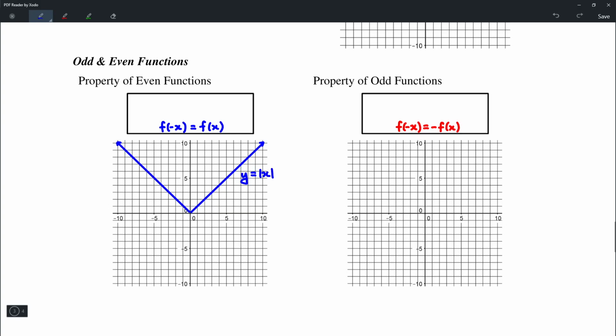And this is an example. Notice that if we substitute, let's say, for example, -5, the absolute value of -5 is 5, which means we have this kind of symmetry here. So this even function exhibits line symmetry about the y-axis.